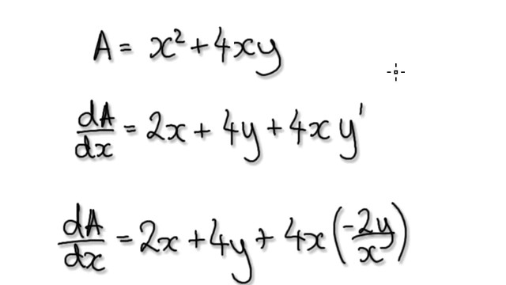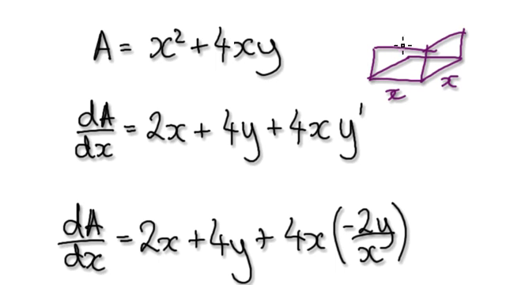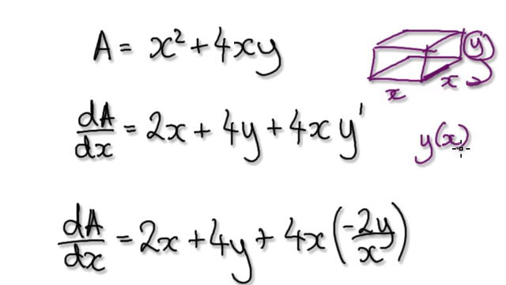So now you've got to remember our A. Look at our box here. This is x, and this here is y. Remember that we are varying x. So y reacts to our x, meaning y is a function of x.